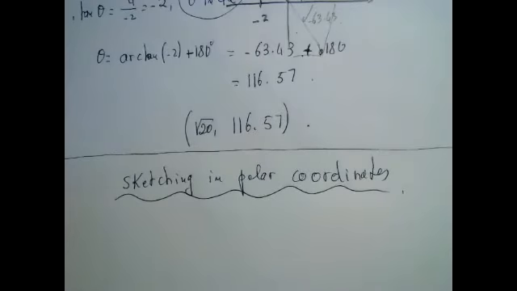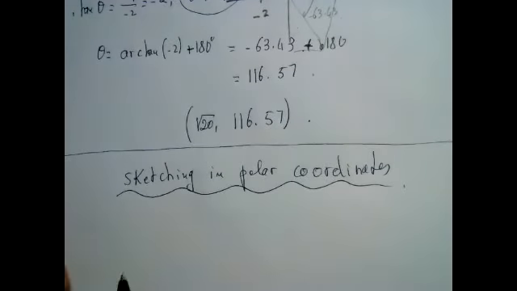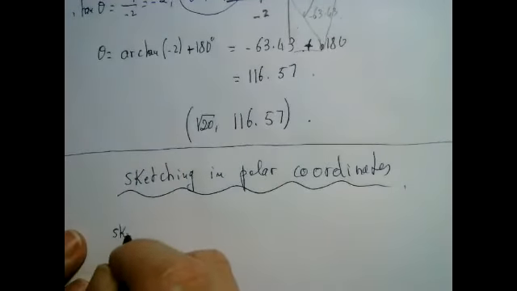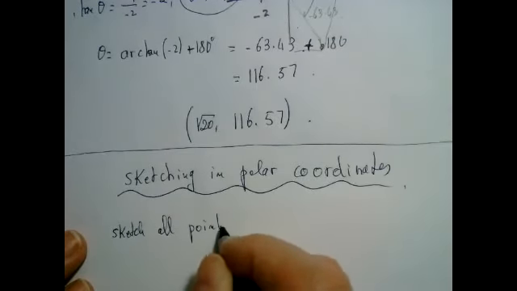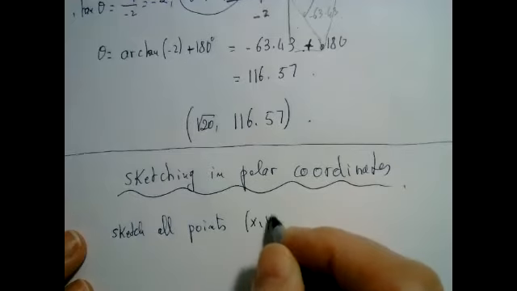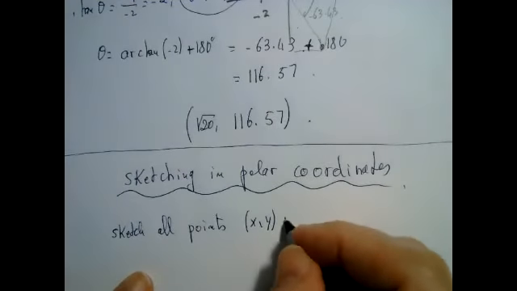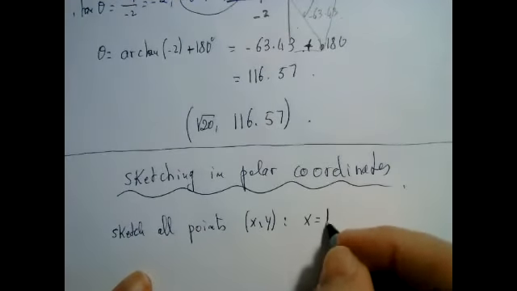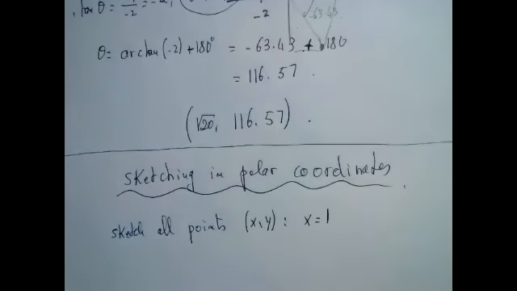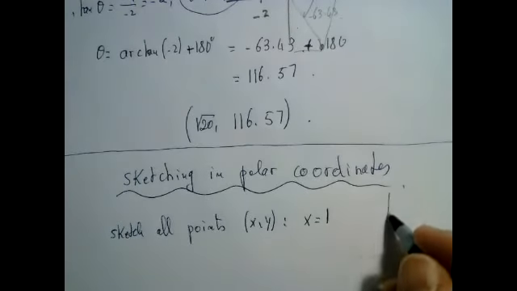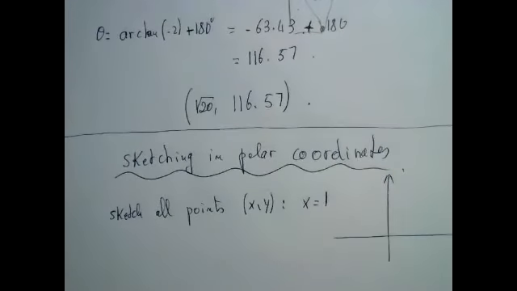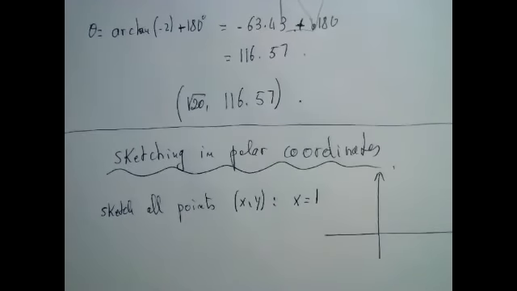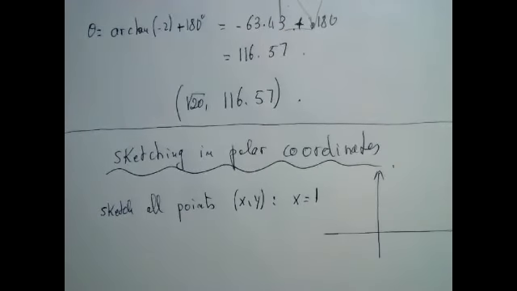Suppose I tell you the following in Cartesian. Suppose I tell you to sketch all points x, y in Cartesian, so when I use x, y we understand Cartesian, such that x equals 1. What do I mean by that? What do you get? So sketch all the points that satisfy x equal to 1. What do you get when you sketch those points?